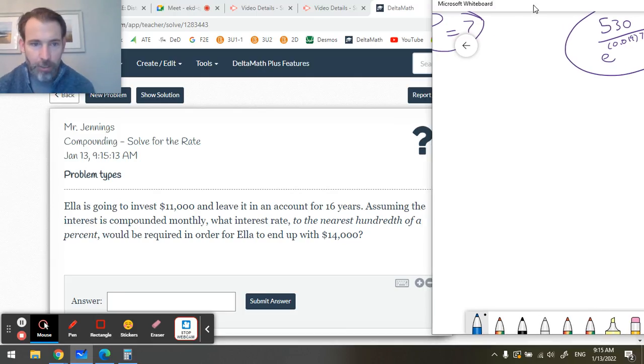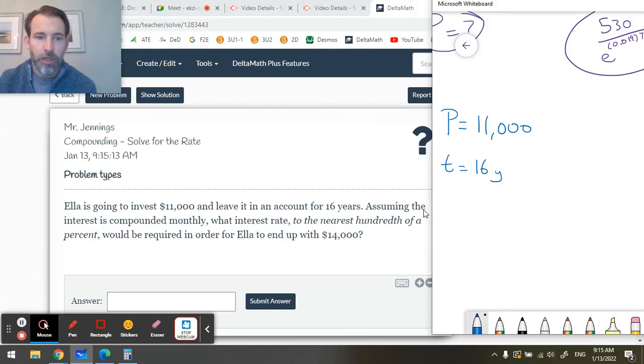All right. So she's going to invest P is equal to $1,100. She's going to leave it there for T, time, is 16 years. Assuming interest is compounded monthly, C is 12. Okay. At what interest rate? Rate is equal to what?